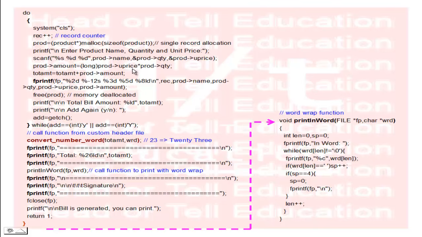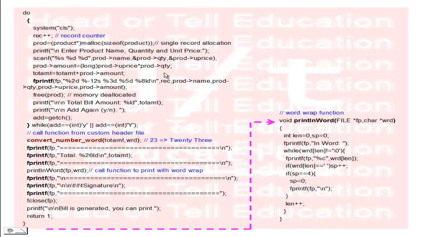The next statement calculates the total amount. So the product's unit price multiplied by quantity gives the amount, and it is assigned to amount. Now total amount equals total amount plus product amount. So I have created this to store all the amounts to display.